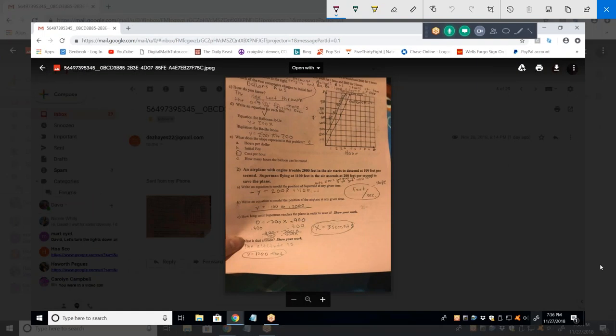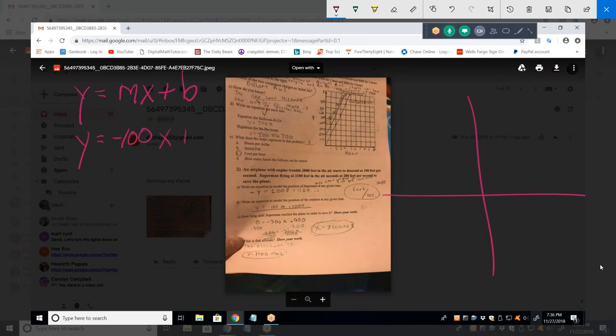What you're going to discover from doing number one is that number two, if I draw an XY grid, the speed, in other words, the airplane is descending at 100 feet per second. That's the slope. If I'm looking for an equation that resembles y equals mx plus b, the m is 100 for the plane, and it's minus 100 because it's coming down.